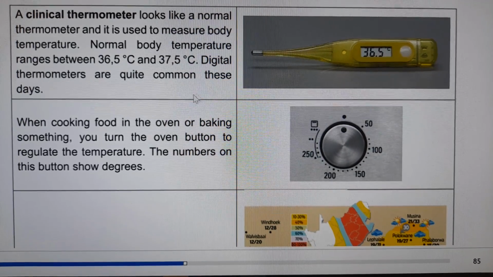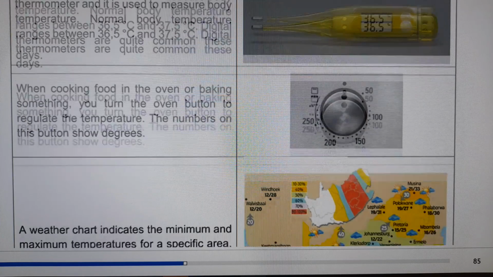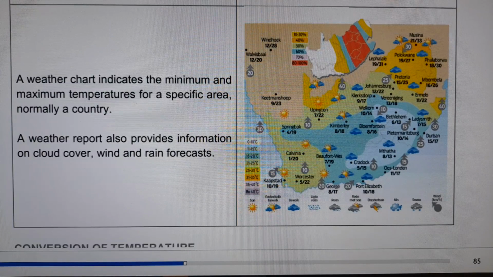temperature. When cooking food in the oven or baking something, you turn the oven button to regulate the temperature. The number on this button shows degrees. This is also a thermometer. And we have a weather chart. Okay, a weather chart indicates the minimum and maximum temperature.